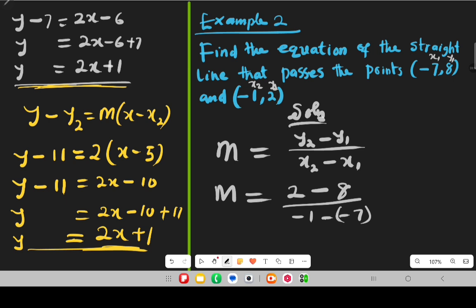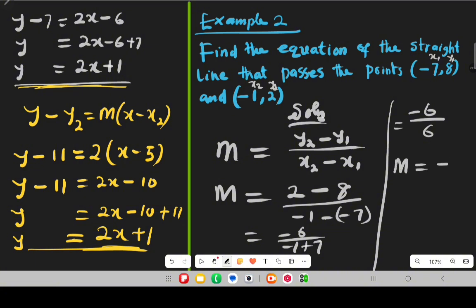So if we continue, we have 2 minus 8 gives us minus 6 over minus 1. In mathematics, minus times minus gives us plus. Minus 1 plus 7. Then this will finally give us minus 6 over minus 1 plus 7, which gives us 6, positive 6. Then minus 6 divided by 6 gives us m equal to minus 1. So the gradient is minus 1.